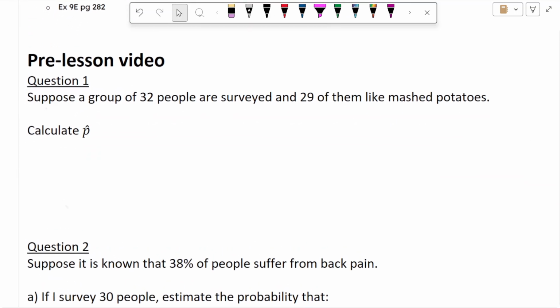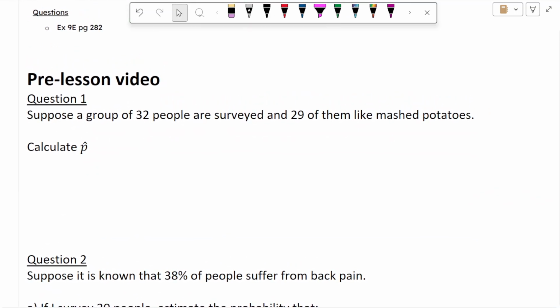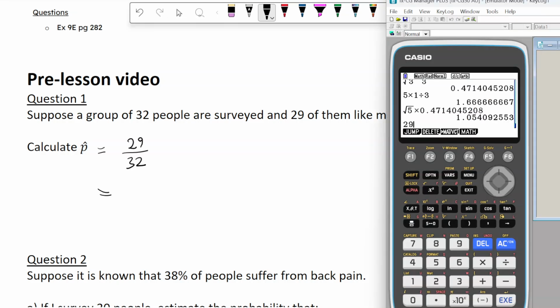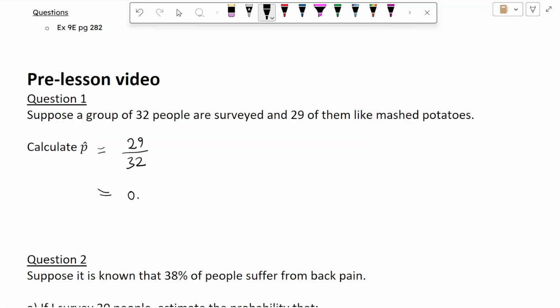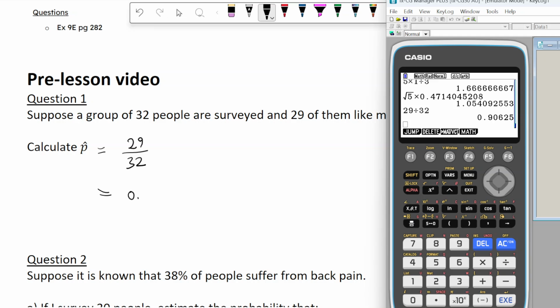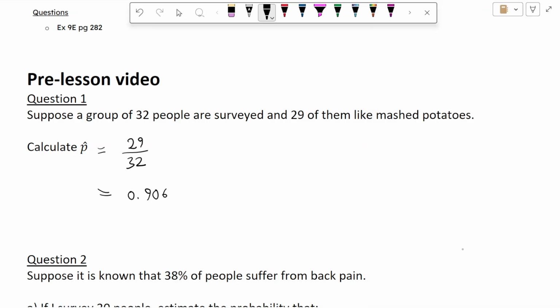Okay. So suppose a group of 32 people are surveyed, 29 like mashed potatoes. Now I apologize, this is very unrealistic data. Of course, all 32 would like mashed potatoes because they're fantastic. But just go with me here. 29 out of 32 is the sample proportion, and we can get an approximate for that. 29 out of 32, 0.91. I'll go three significant figures, why not? 0.906. So about 91% of people in our survey liked mashed potatoes, understandably.